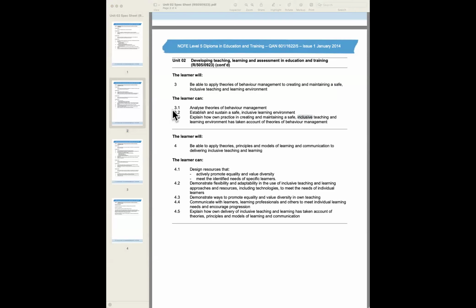So these three assessment criteria that we focus on: one of them is looking at behavior theories and how they help you in maintaining better classroom management. The second one is looking at how these theories help you create a safe and inclusive learning environment.